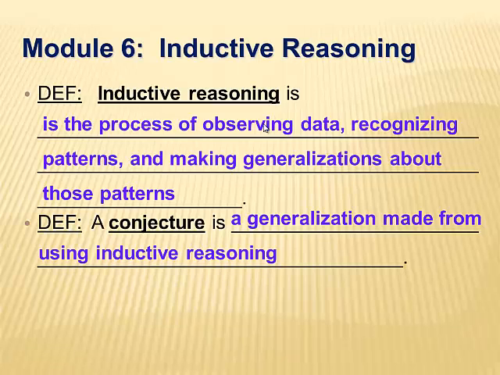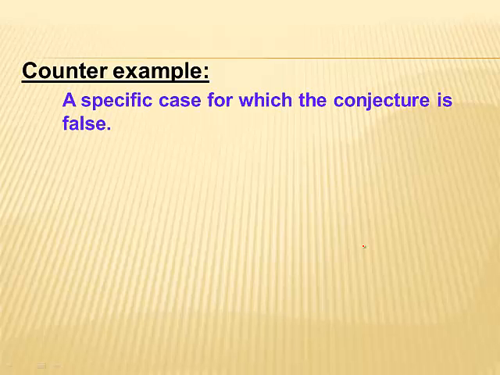So again, inductive reasoning, the main word to kind of look at is patterns. You're looking at something and you're trying to see what the pattern is within that set of data. So we have something that's called a counterexample. So a specific case for which a conjecture is false. Counter meaning against the example.